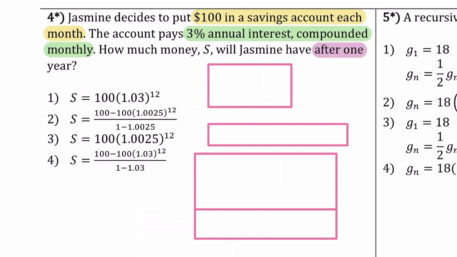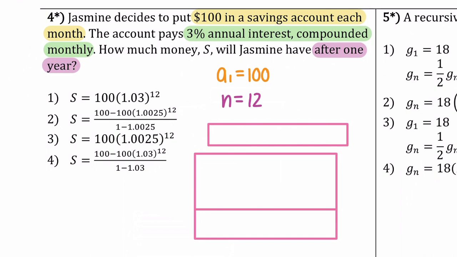So this is quite annoying because we see that these units of measurements are all in different measurements of time. So if they're asking us to find how much money Jasmine will have after 1 year, what we need to utilize is our geometric series formula. So from here we know that a sub 1 is 100 because that's the initial value, and n is equal to 12 because 1 year is the same thing as 12 months, since everything in here is in terms of months.